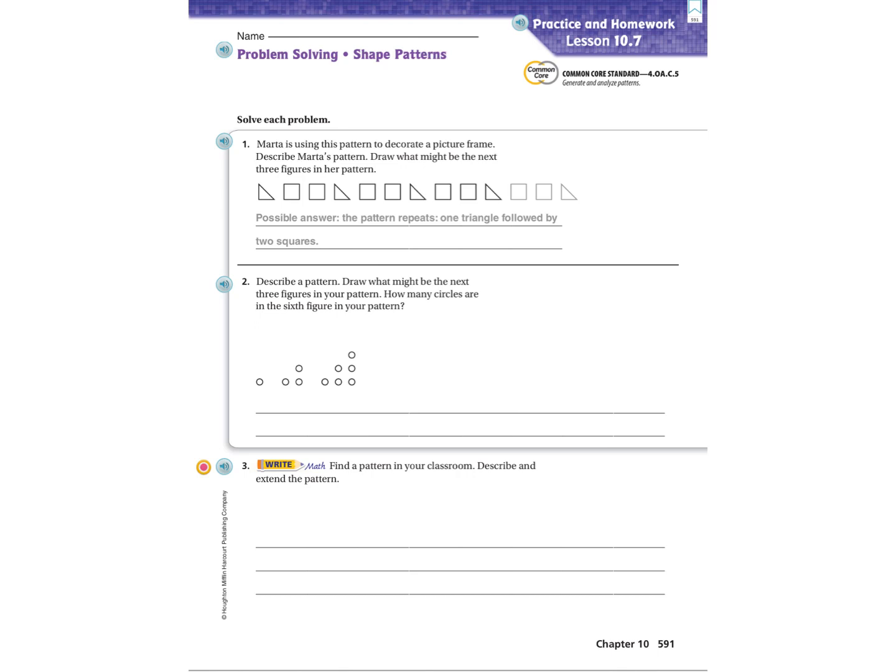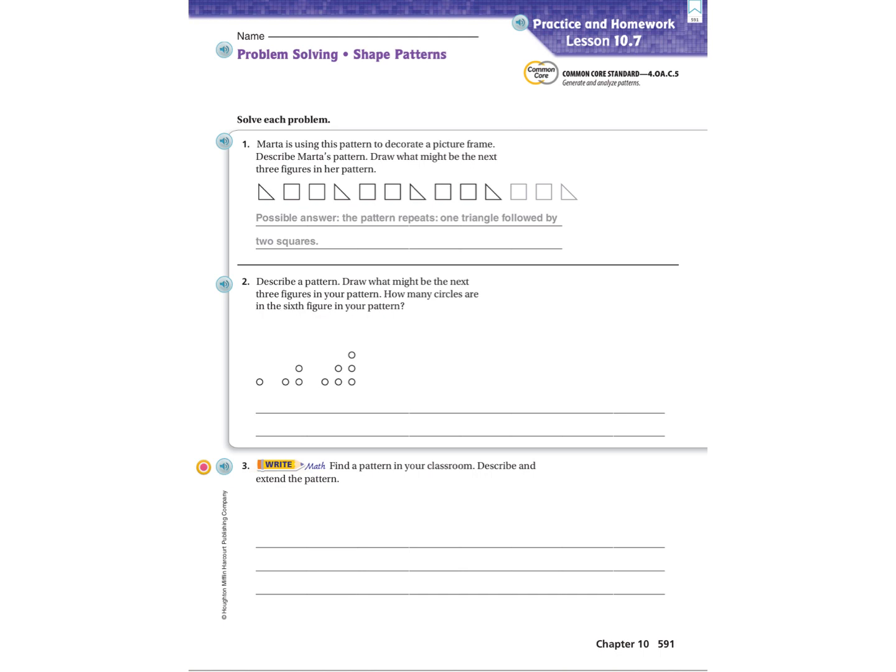This lesson is 10.7 in Go Math for the practice and homework. Let's read the title together. Problem solving, shape patterns. Very good. The directions say solve each problem, but we've learned through our lesson that we're going to draw pictures to help us. All right, so let's just explain number 1.